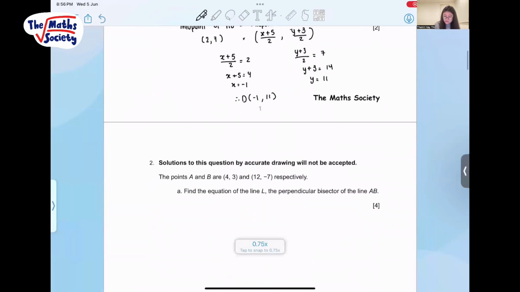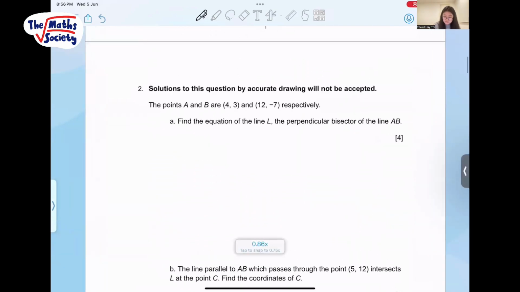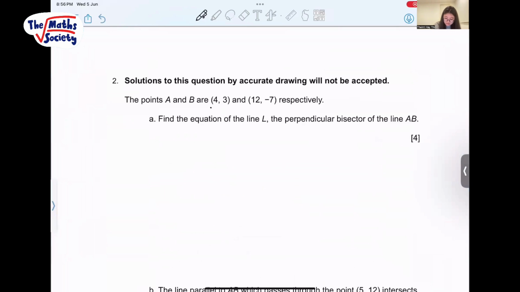Now we'll do question 2. So question 2 is the same. It says that you're given 2 points, and then you have to find the line L, which is the perpendicular bisector of the line AB. So firstly, we need to find the gradient as well. So it's just y1 minus y2 over x1 minus x2.